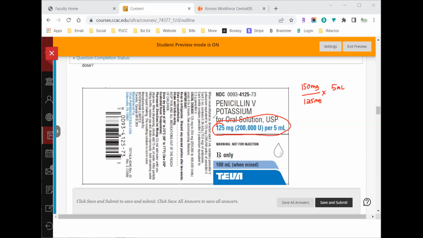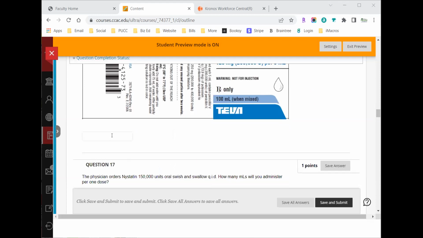So 150 times 5 divided by 125. And most of you all already got it. 6 ml. Remember, we're just going to write the number 6.